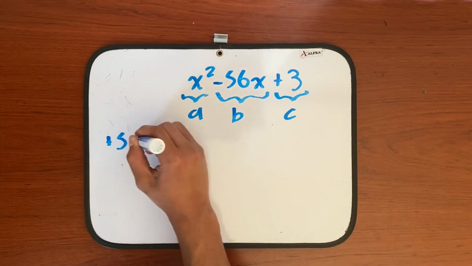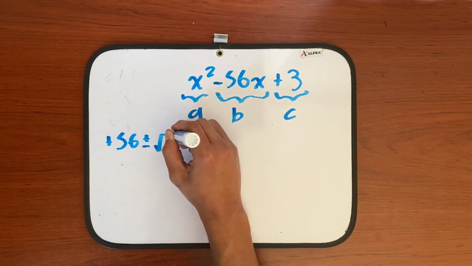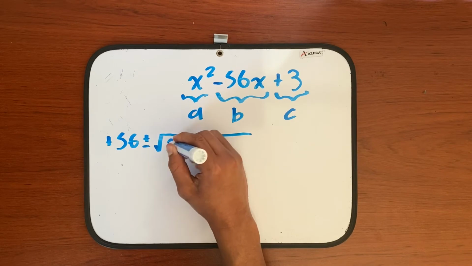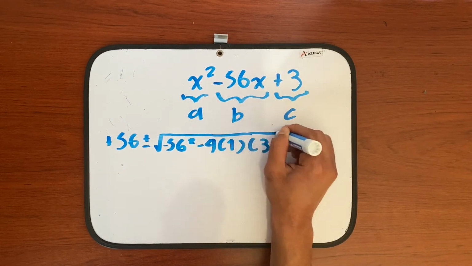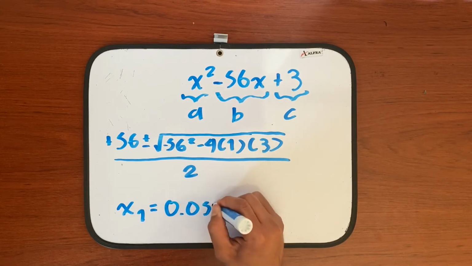We separate our terms into a, b, and c, and then we plug in the values into the quadratic formula. This will give us two answers. Those two answers will be the two zeros of our second degree function.